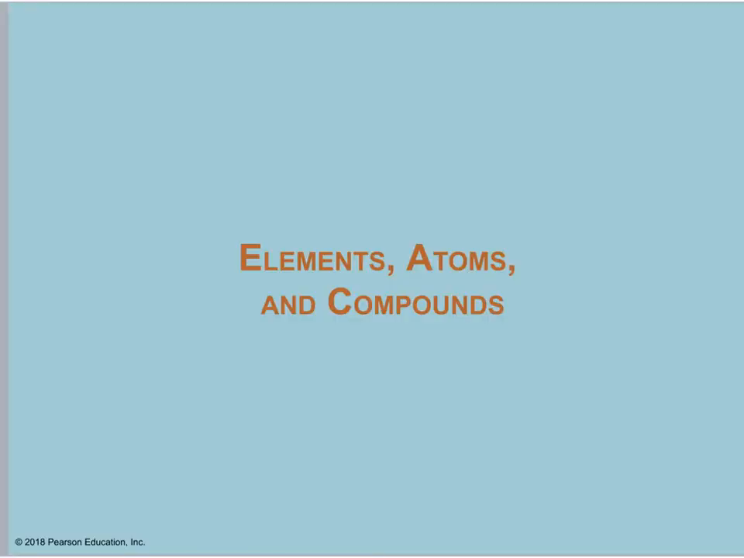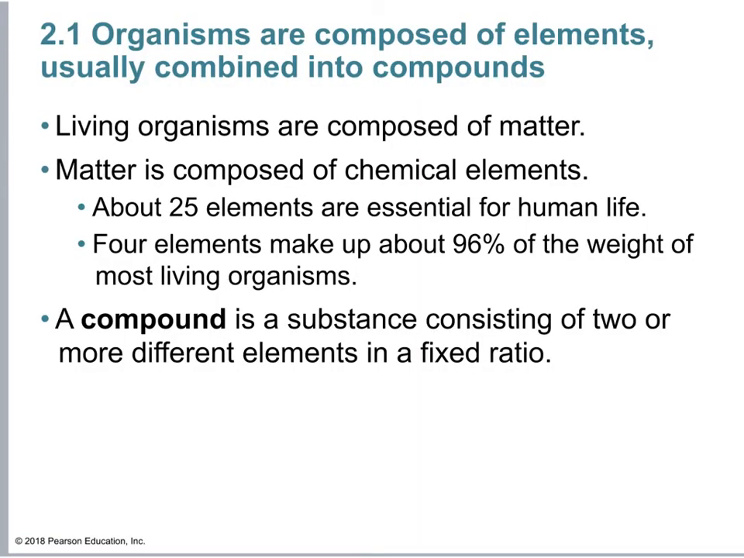So, elements, atoms, and compounds. Living organisms are composed of matter, and matter is composed of chemical elements. There are about 25 elements that are essential for human life, and 4 elements make up about 96% of the weight of most living organisms. So when we discuss this, we need to understand that you and all things around you are made of matter. That's the physical stuff of the universe.